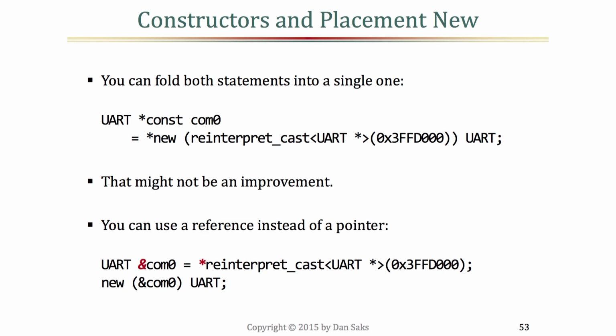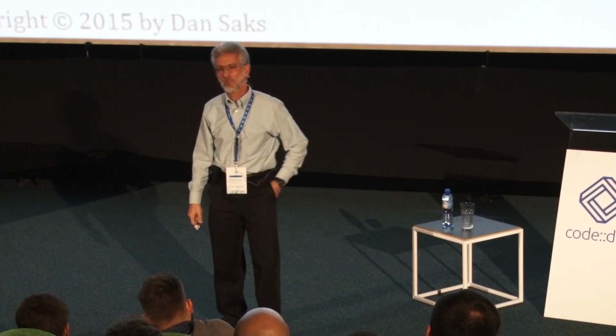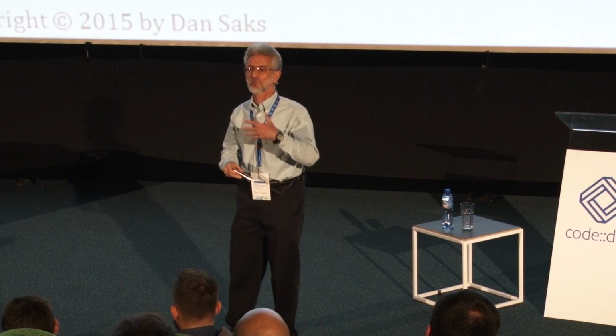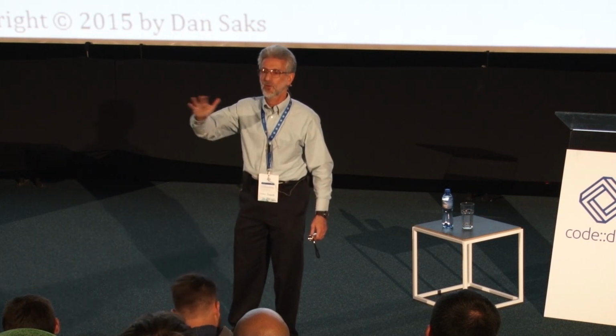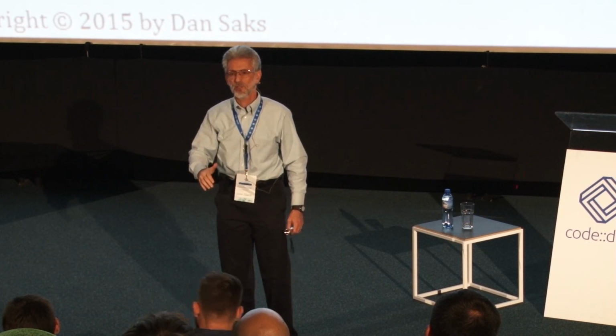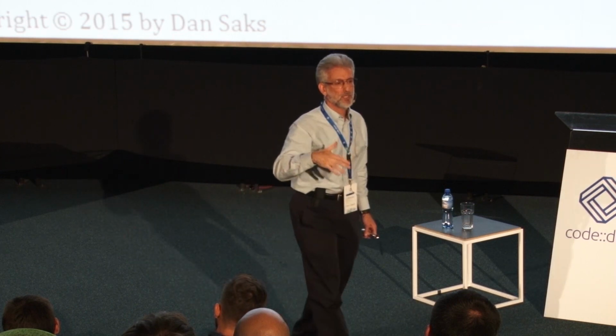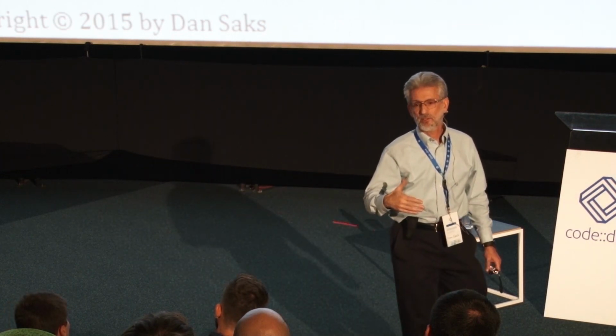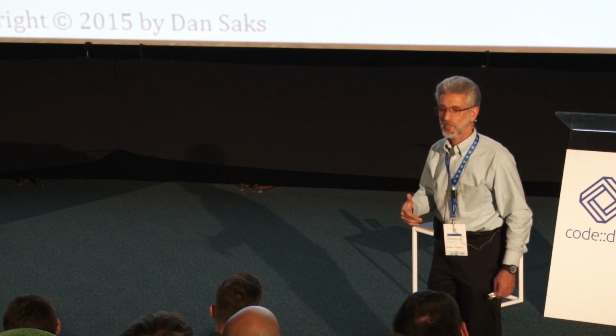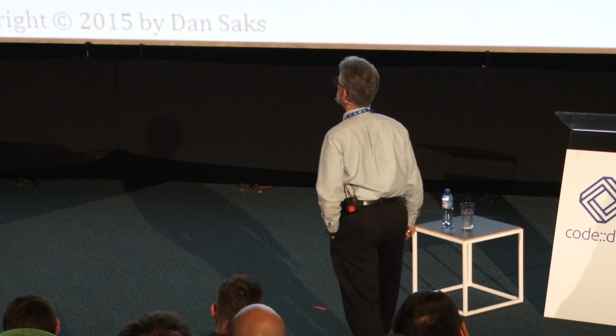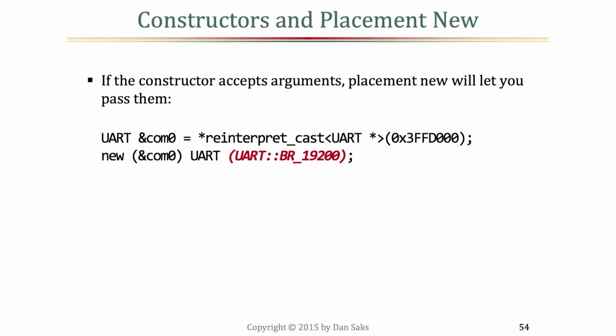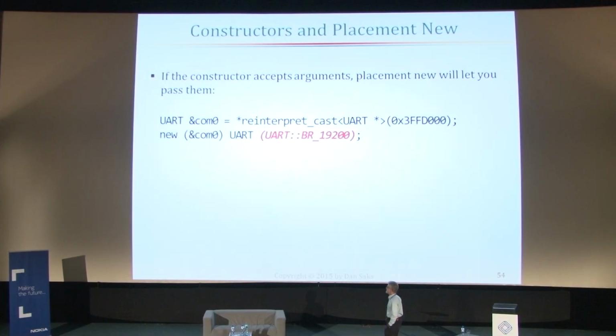But they have a basic problem. They still have the problem that it becomes the user's responsibility to remember to invoke the placement operator new. It leaves the opportunity for an accident. So this is possibly easy to use incorrectly, and we don't want that. Next. And by the way, if you do have a constructor that takes arguments, there's your opportunity to pass it to the UART constructor. Next.